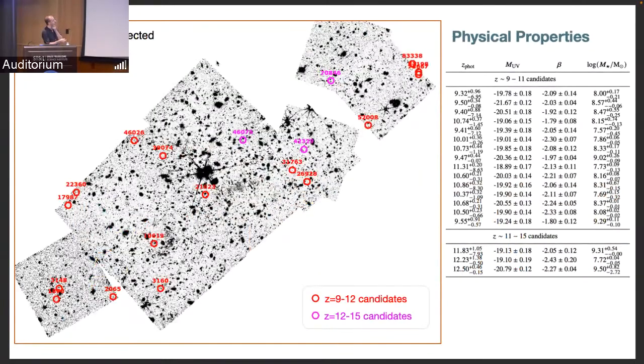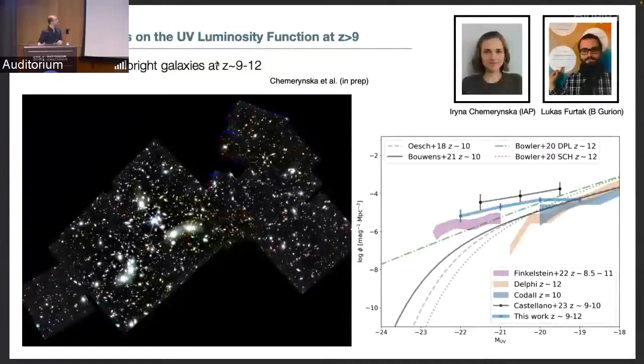So this is the distribution of all these galaxies in the field. And these galaxies have absolute magnitudes between -18 and -20, so still relatively bright for those redshifts. And from that, we can also compute the UV luminosity function. So this is work led by Irina Chemerynska. She has a poster, so you can check it out for these results.